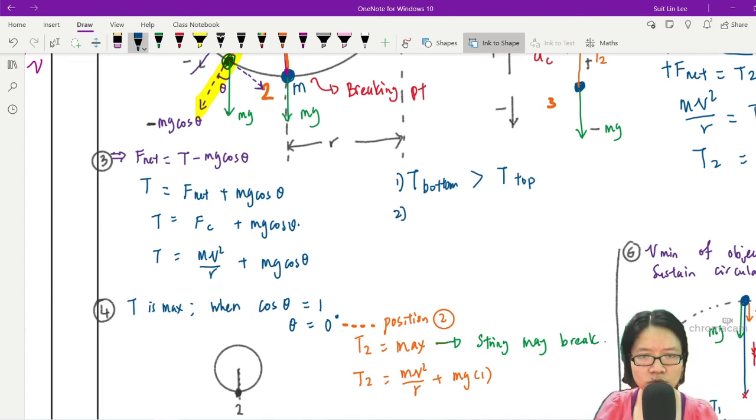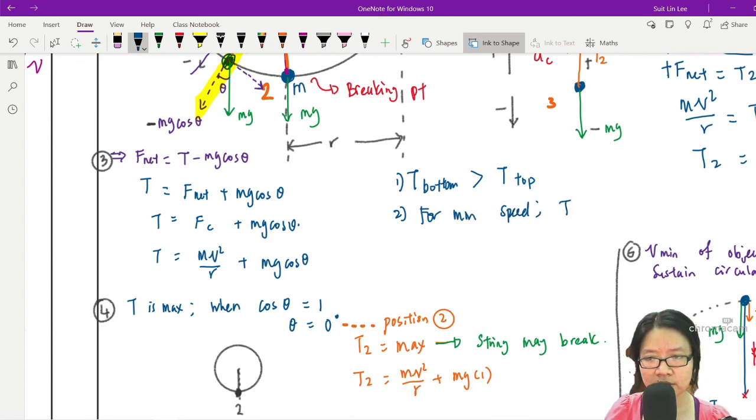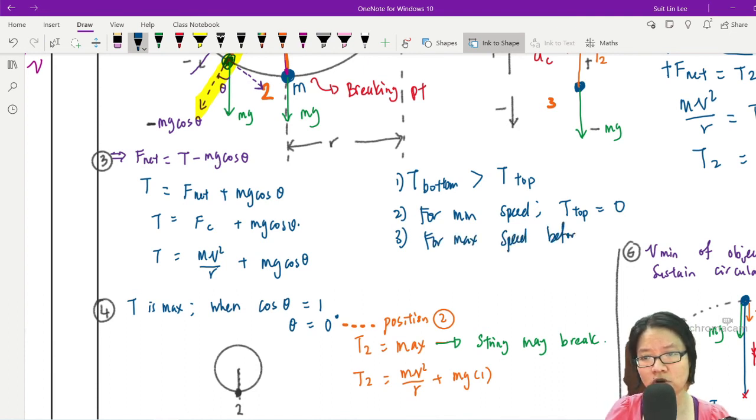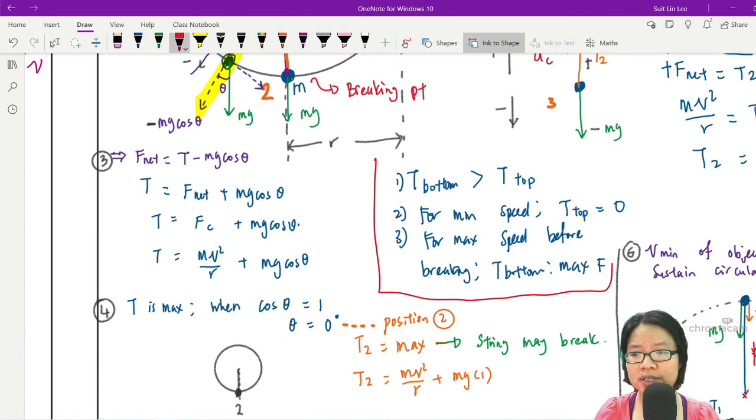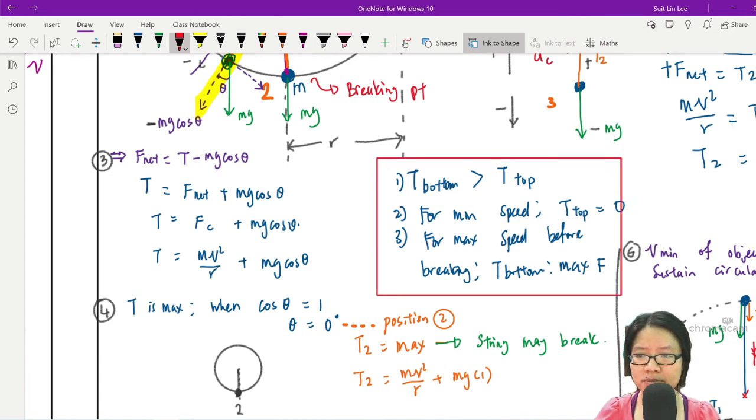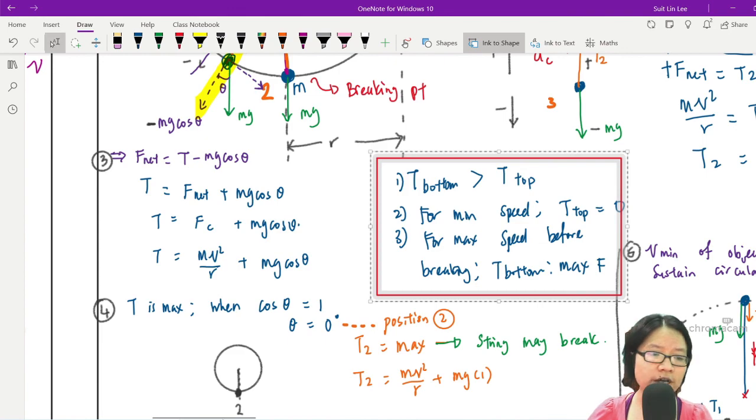Number 2, for minimum speed, T at the top is equal to 0. Number 3, for maximum speed before breaking, T at the bottom is the maximum force. How do I know the maximum force? They must tell you in the paper. You read the question, and they will normally tell you what that maximum force is. So these are the 3 things that you should be aware of, besides being able to draw the resultant forces.